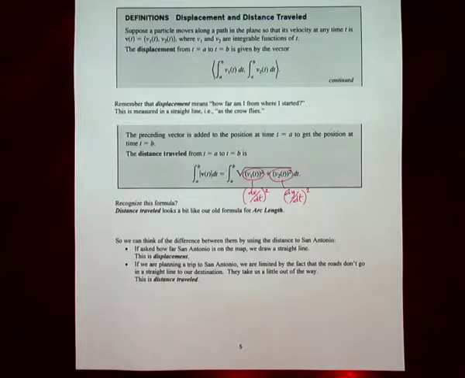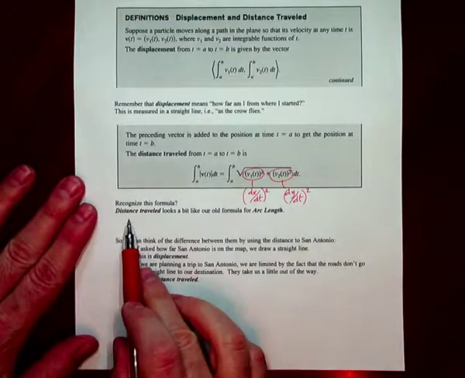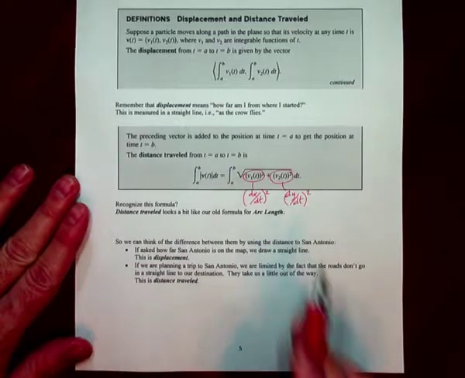If you're actually planning a trip, however, you're going to be traveling a greater distance than just the simple distance in a straight line, because roads don't always go in a straight line to where you're headed, right? You kind of have to go a little bit out of your way. That is distance traveled. And so that makes sense that distance traveled would be our arc length, okay?